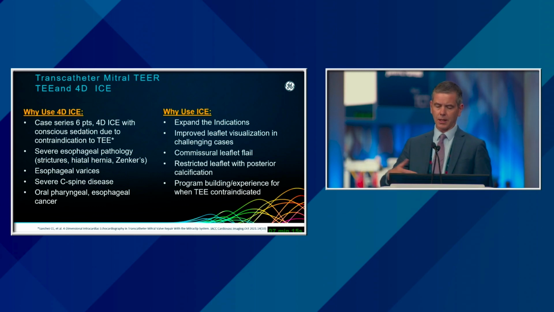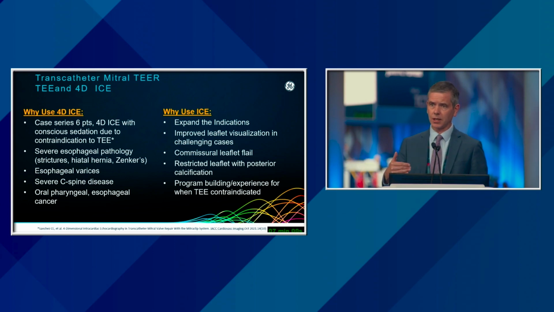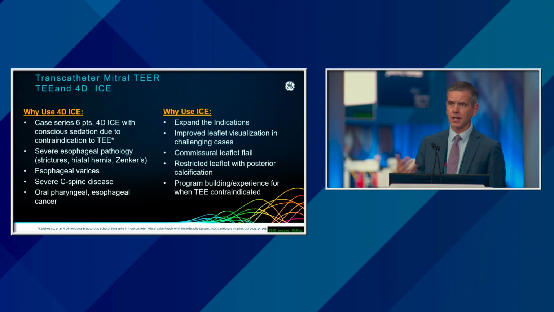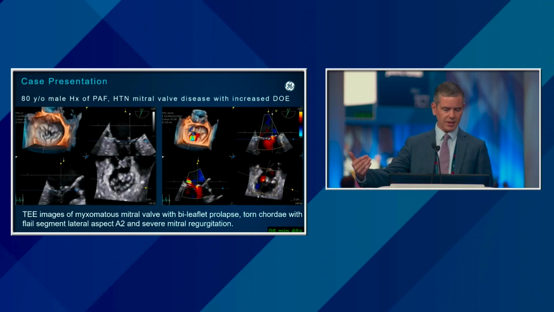So we took that, and you can expand then the indications for your own institution. We wanted to use it to improve leaflet visualization in challenging cases. We wanted to get used to it actually before we had those challenging cases, with someone that was straightforward. We had a patient with significant mitral regurgitation, maybe a little restriction in posterior leaflet calcification, and we really wanted to build our program with some straightforward cases before the expansion.